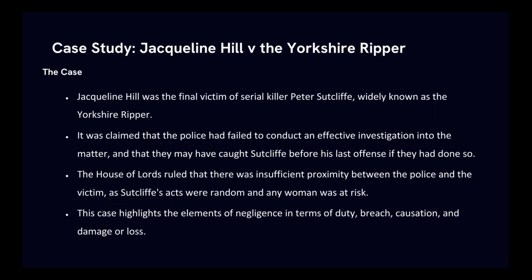Let's look into the case of Jacqueline Hill vs. Yorkshire Ripper. Jacqueline Hill was the final victim of serial killer Peter Sutcliffe, widely known as the Yorkshire Ripper. It was claimed that the police had failed to conduct an effective investigation into the matter, and that they may have caught Sutcliffe before his last offence if they had done so. The House of Lords ruled that there was insufficient proximity between the police and the victim, as Sutcliffe's acts were random and any woman was at risk. This case highlights the elements of negligence in terms of duty, breach, causation, and damage or loss.